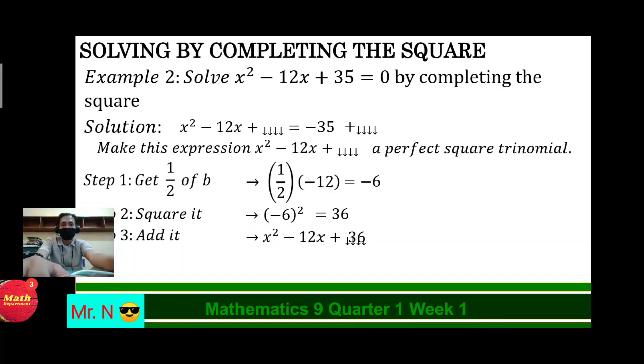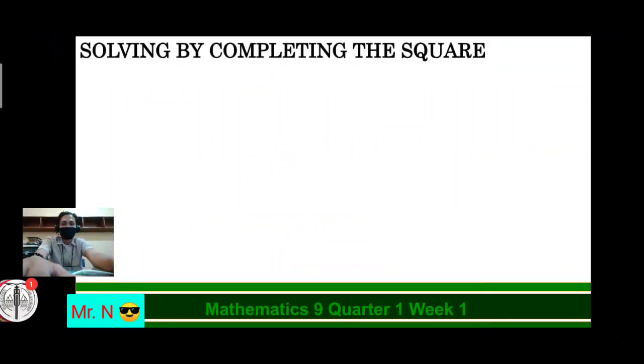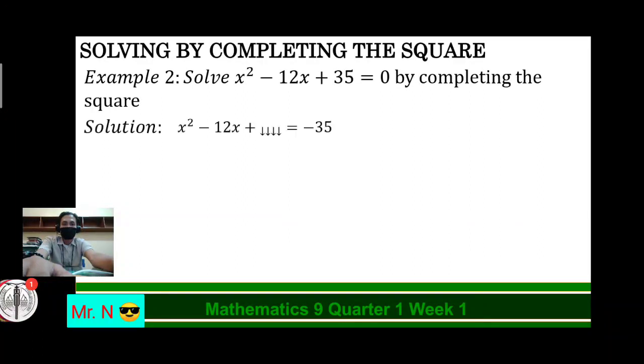And now, going back to our original equation, we're just going to add 36 on the left side, and by addition property, you need to add also on the right. So it will become x squared minus 12x plus 36 is equals to negative 35 plus 36. Okay, now let's simplify. We're going to combine like terms, and as you can see, class, we don't have like terms on the left side, but we do have on the right. So negative 35 plus 36, the answer is 1. And now we have x squared minus 12x plus 36 equals to 1.